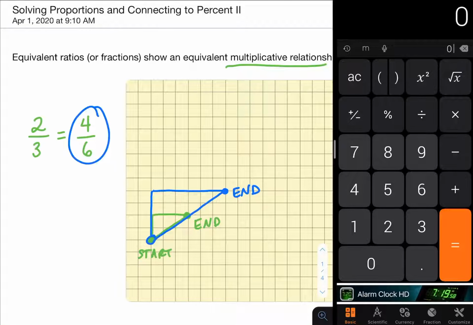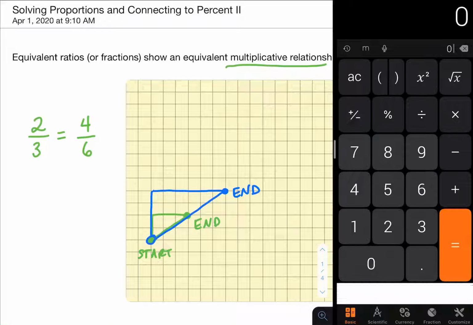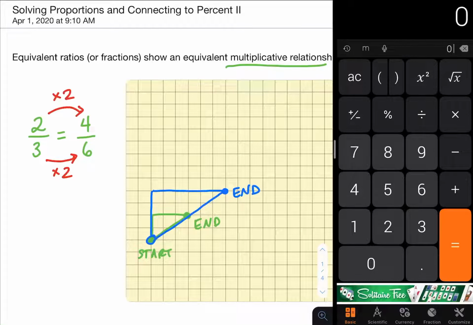Now, algebraically looking at that equation, 2 over 3 equals 4 over 6, I can see that there's a multiplicative relationship across here. In both of these cases, I would have to multiply by 2 on the top and bottom, and that's how I would get 4 over 6. So 2 times 2 is 4, 3 times 2 is 6. So I can see multiplicatively how that works out.